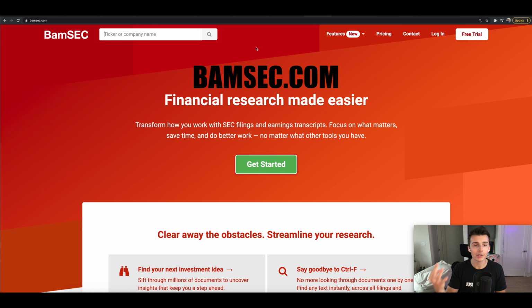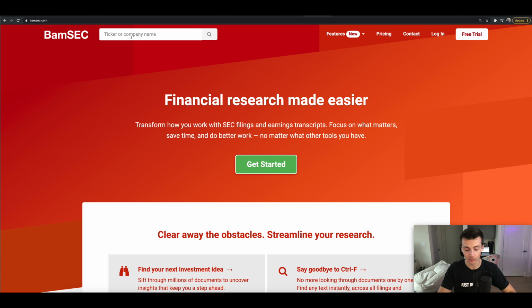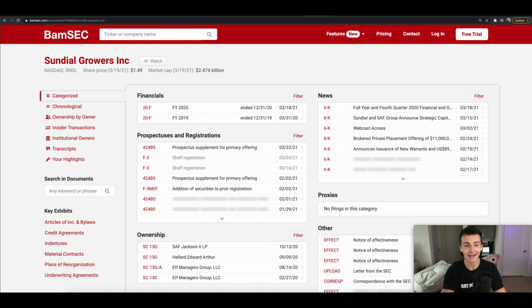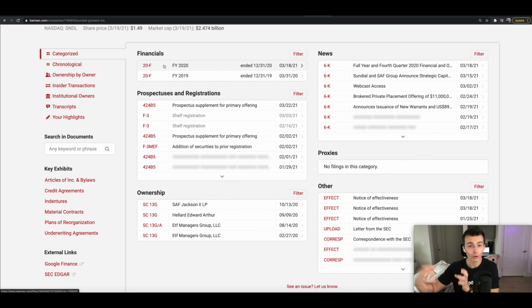The third free resource and free tool is BamSEC.com. Why do I use this one? Well, I like this one a lot for SEC filings. Right now, I'm going to pull up a stock, SNDL. We're going to be able to look at all the different filings. So you can get their financials, their news, and different things like 13G filings. Do we see large ownerships by certain investors or certain firms? That's also really interesting to see.